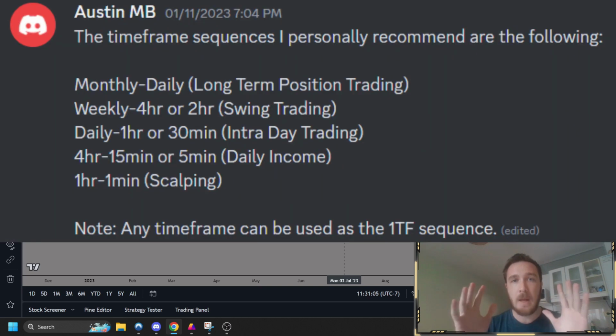I will pop that image on the screen because I know it's a commonly asked question. What time frame sequences do you recommend? Swing trading or day trading? What are the time frame sequences? You will see that on your screen right now. So feel free to take a picture, send it to your mom, send it to your friend.